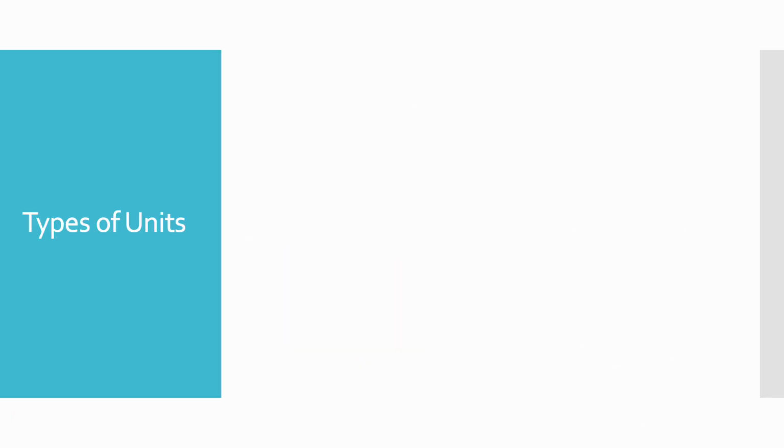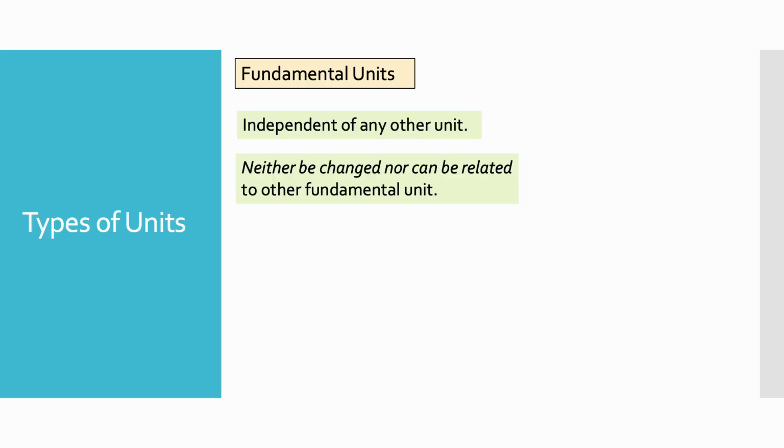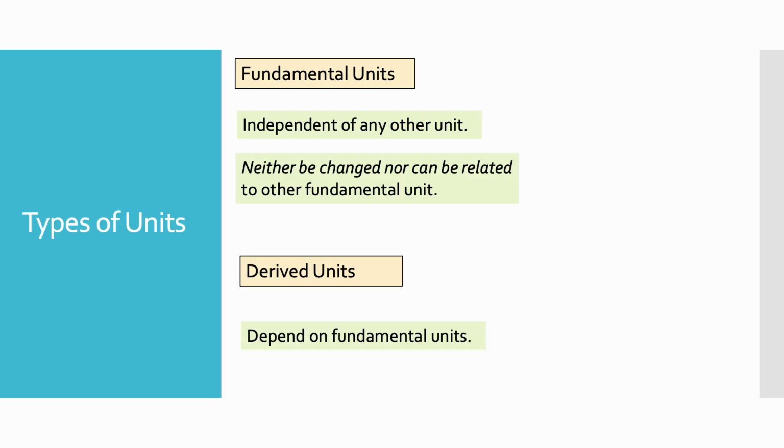Units are divided into two categories: fundamental units, which are independent and not related to other units, and derived units, which depend on fundamental units. For example, meter for length is a fundamental unit, while meter per second for speed is a derived unit.